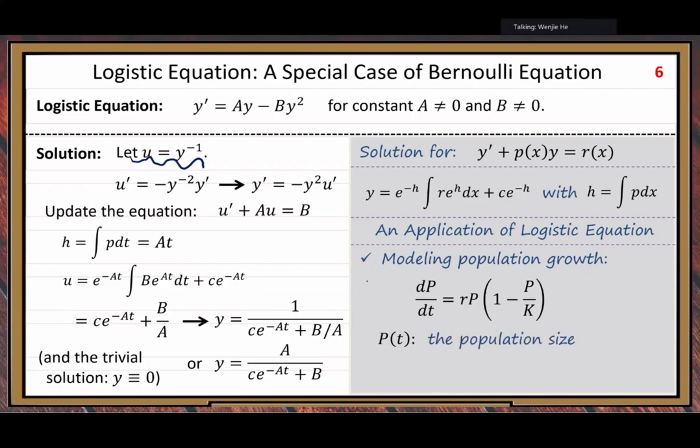Capital P is the population size as a function of time t. The rate of change of the population function equals some constant r times the population at that time, then times another special factor, 1 minus P over another constant K.